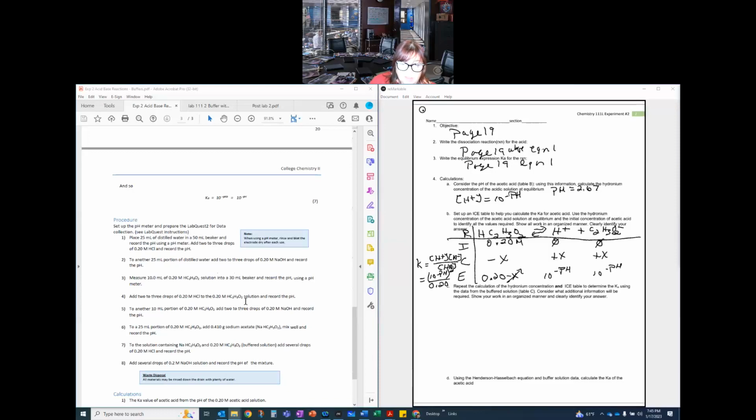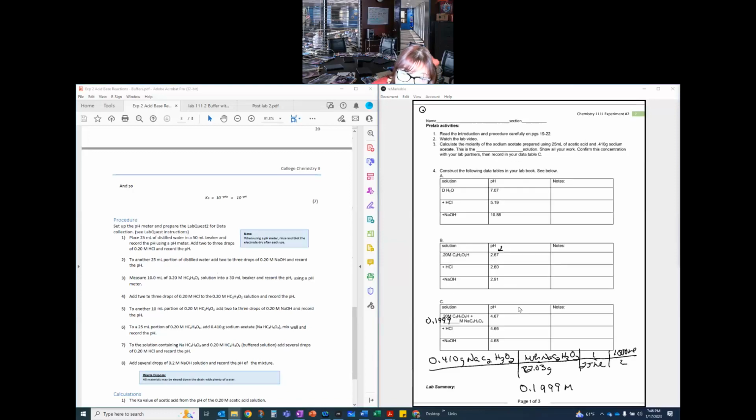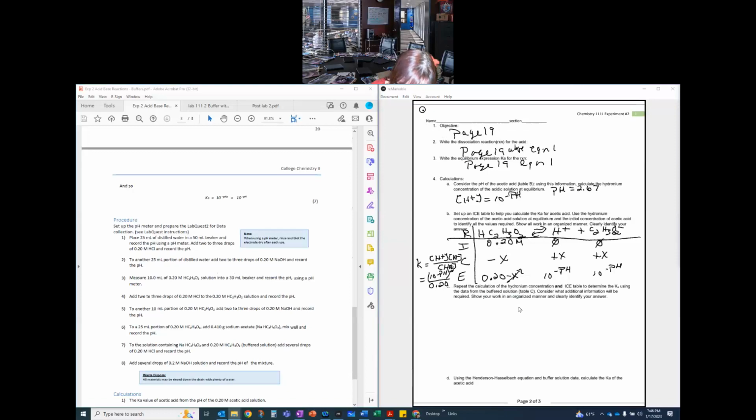We want to repeat that calculation for the hydronium ion and the ICE table to determine the Ka using the data from the buffered solution, which is table C. Now, if we go back and look at the pH of that solution, that's 4.67.